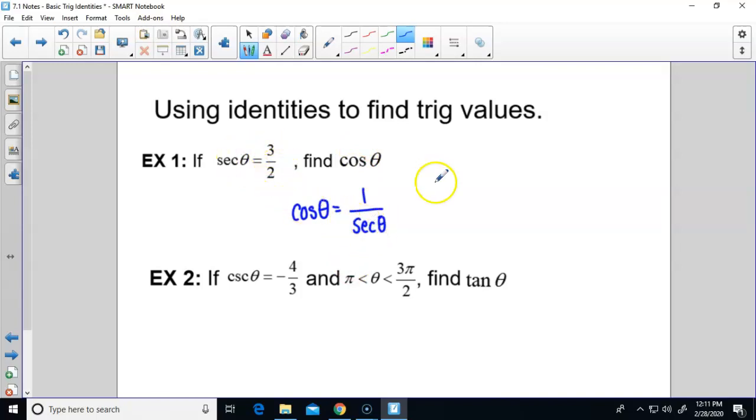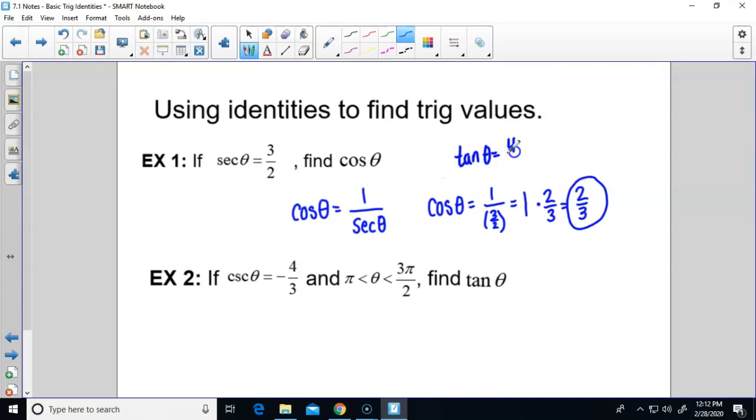So if I know secant of theta is 3/2, then cosine of theta would have to be 1/(3/2). And 1/(3/2) will do 1 times 2/3, which will give us 2/3. You'll notice these are called reciprocal identities because when you do that, it just flips the fraction. So if I see secant theta equals 3/2, I know cosine of theta is 2/3. Another example: if I know tangent of theta is 4/5, then I know cotangent of theta is 5/4. So the reciprocal identities are the easiest to do.